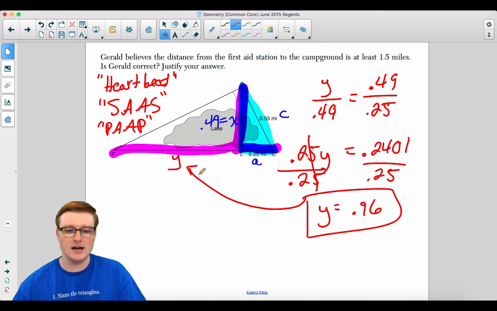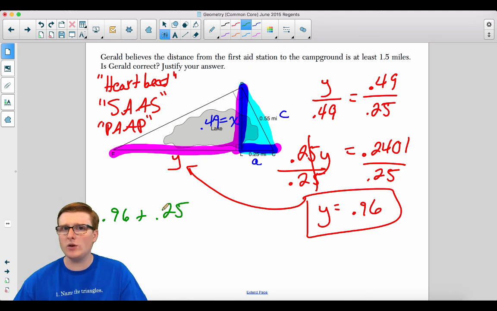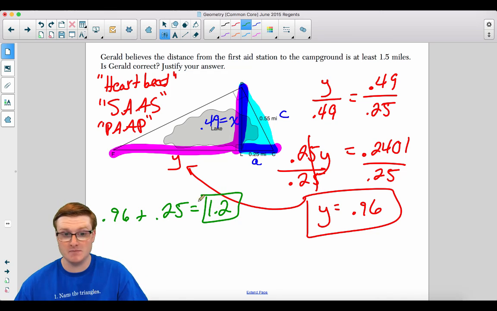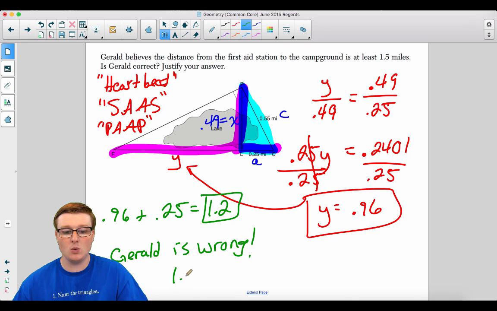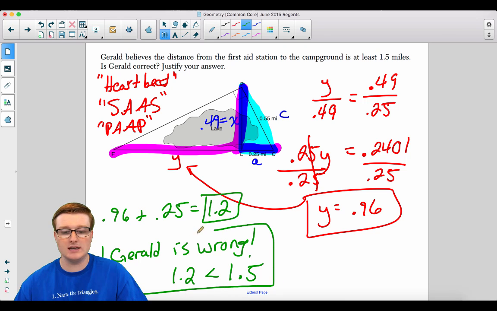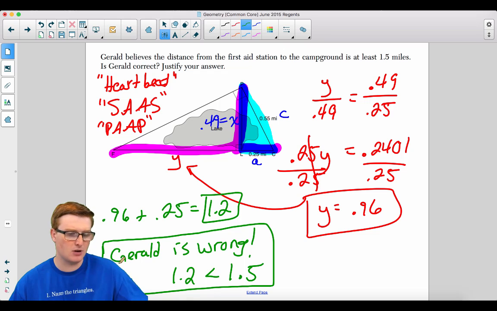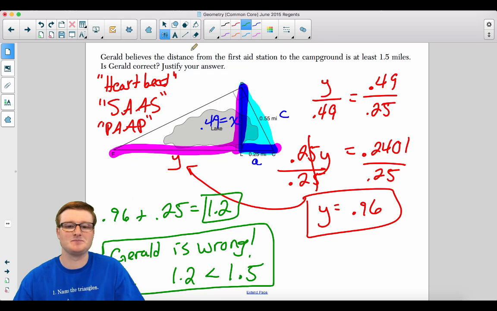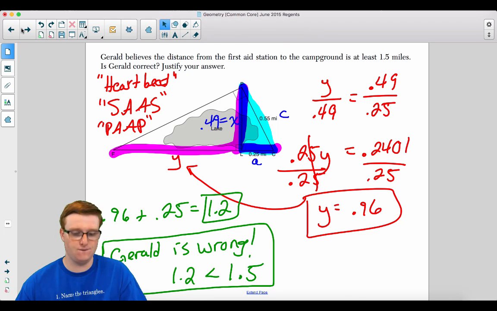Now, when we plug 0.96 back in, we now need to add these numbers. 0.96 plus 0.25, does that equal 1.5, or is it greater than 1.5? Well, no, it's 1.2. So we're going to say that Gerald is wrong. He is dead wrong because, and it says justify your answer, because 1.2 is less than 1.5. So Gerald is just a little bit too short. He probably forgot his triangle proportions. All right, that's question 34.